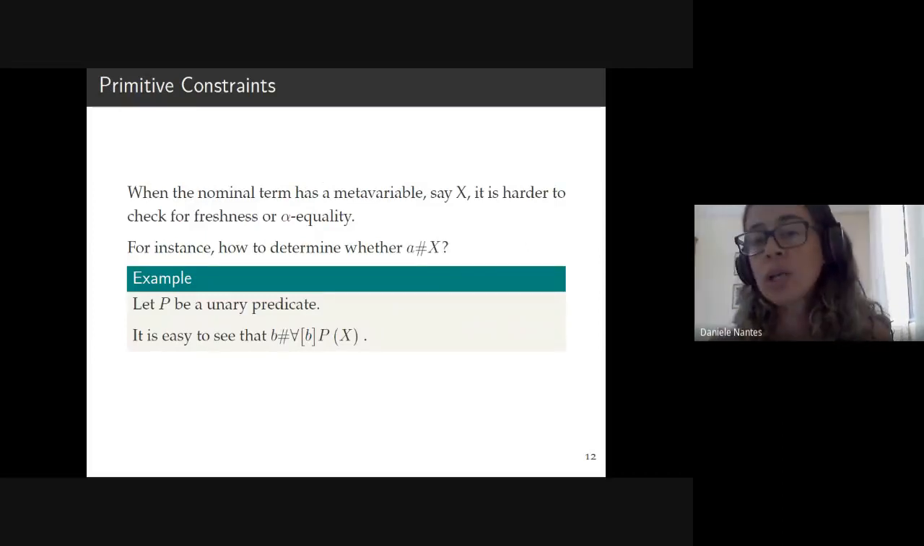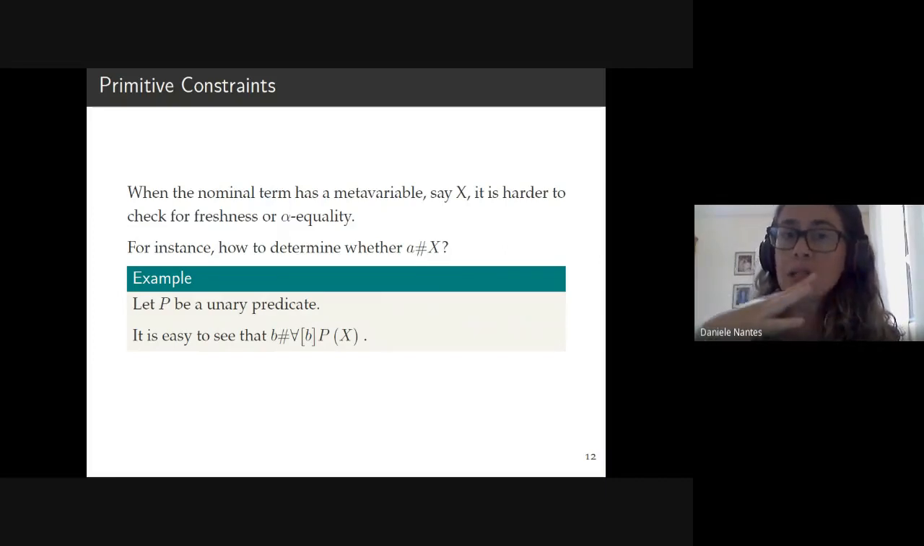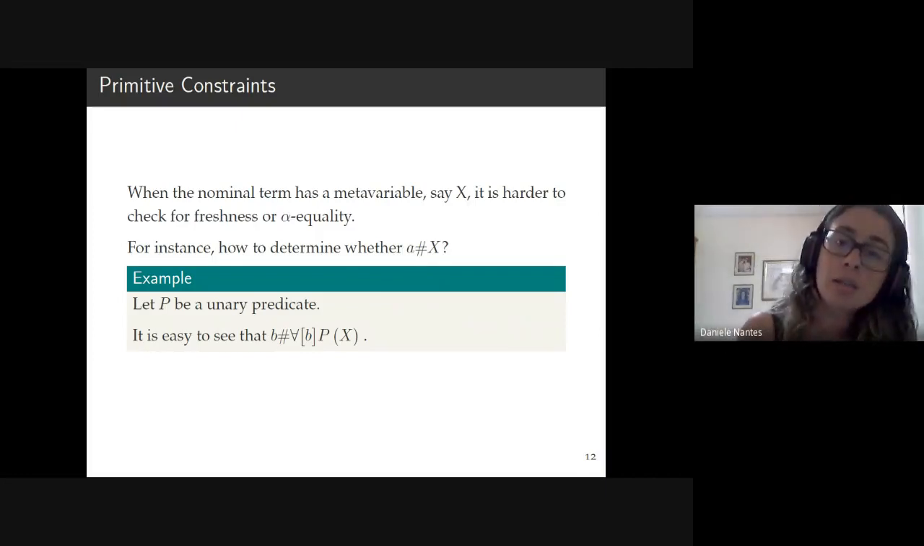Okay, so when we are working on ground terms, it's quite easy to decide if two terms are alpha equivalent. The problem is when we have variables. For instance, suppose your term has a meta variable, say X. How can we determine if A is fresh for X? Is A fresh for X? X is a variable. I don't know what X is. So basically, we need a property that's going to guarantee that for any instantiation of X, A has to be fresh.